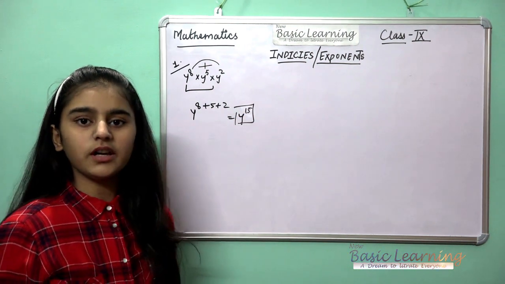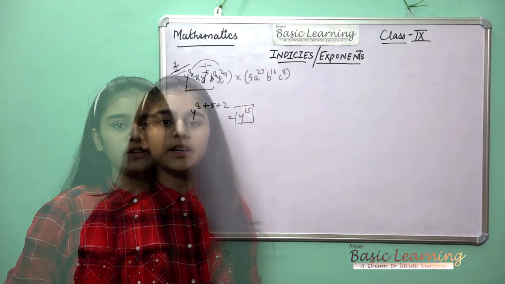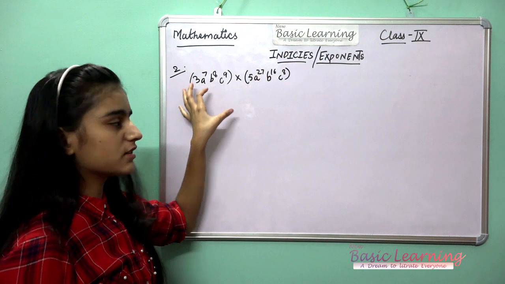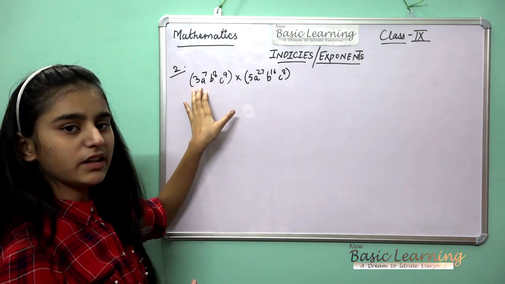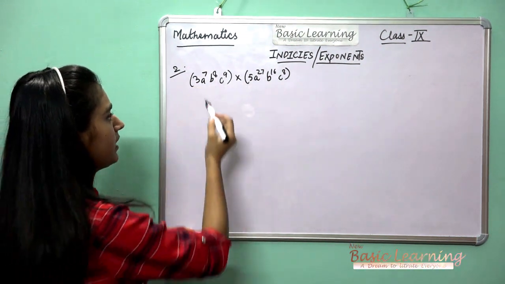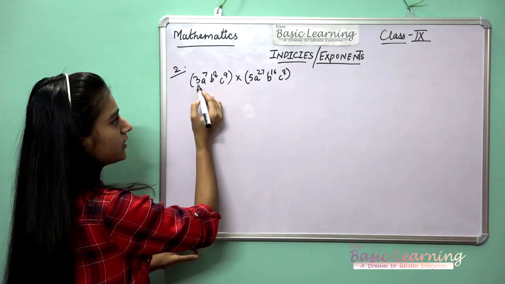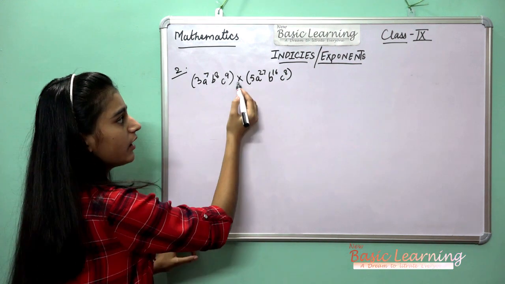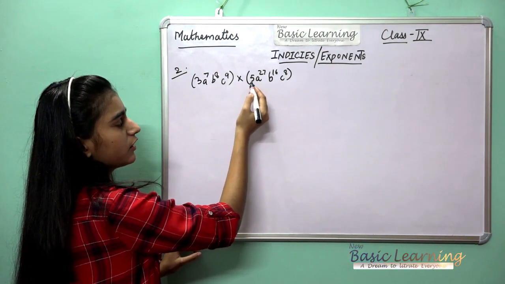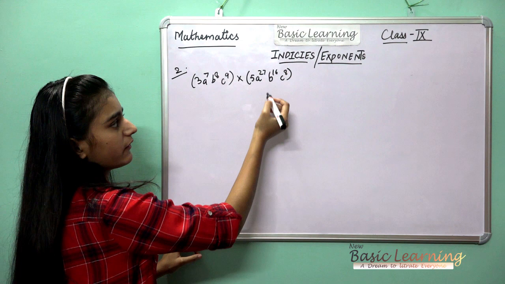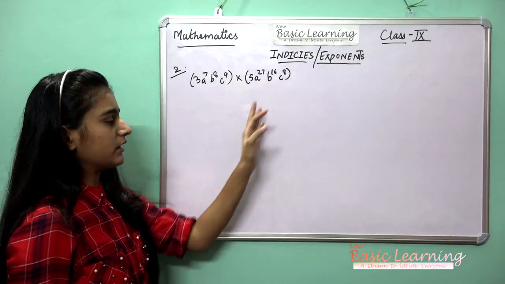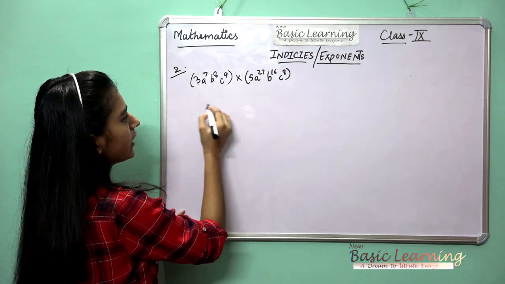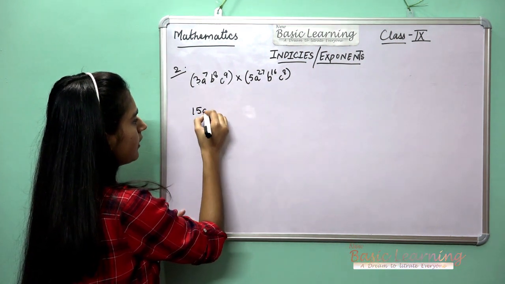Okay. So now second question. The next question I have taken here, it is also simple, you can do. I know that you know the answer. That is 3a to the power 7, b to the power 8, c to the power 9 multiplied by 5a to the power 27, b to the power 16, and c to the power 8. So here we are going to multiply. So 3 into 5 gives 15.